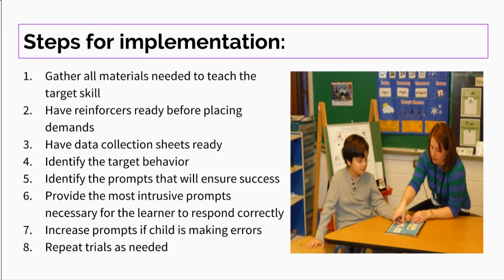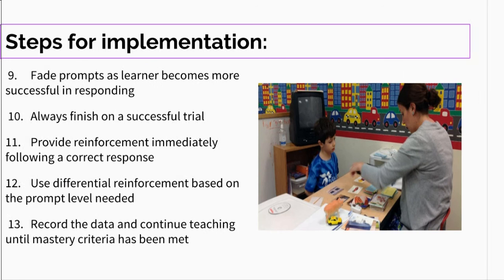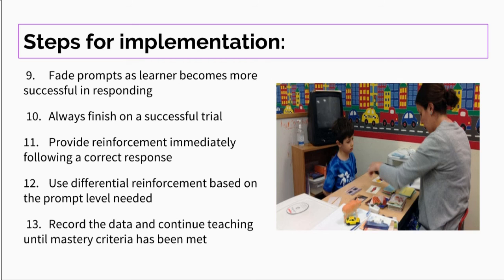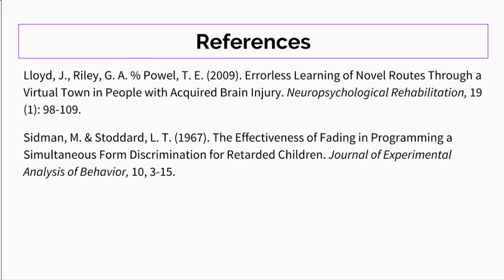Increase the prompts if the child is making errors and repeat trials as needed. Fade prompts as the learner becomes more successful in responding and always finish on a successful trial. Provide reinforcement immediately following a correct response and use differential reinforcement to shape the behavior based on the prompt level needed. Record the data and continue teaching until mastery criteria has been met.